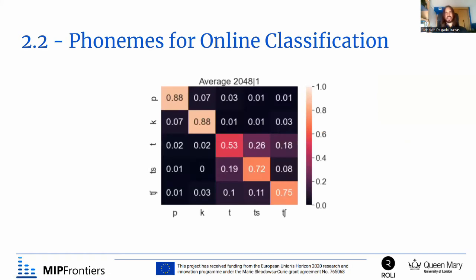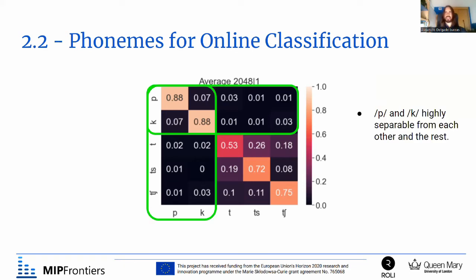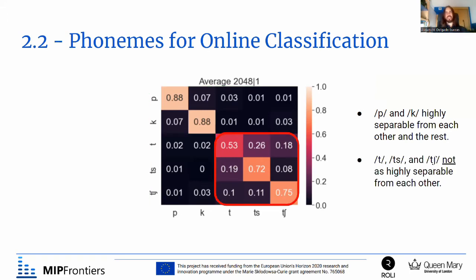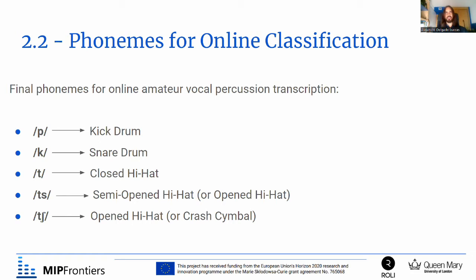Also, looking at classification separability, we can see that the P and the K phonemes are highly separable from each other and also from the rest of the T-based phonemes. But the T-based phonemes, the T, Ts, and Ch, are not as highly separable among each other. We get these results from the confusion matrix, applying different machine learning algorithms and averaging these results. So the final phonemes in this respect for amateur vocal percussion transcription in an online regime would be P for kick drum, K for snare drum, T for closed hi-hat, Ts for semi-open hi-hat or open hi-hat sometimes, and Ch for open hi-hat, or if some transcription demands the inclusion of more instruments like crash cymbals or rides, then it will be used for this as well.